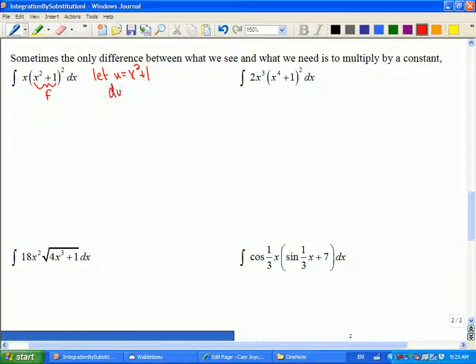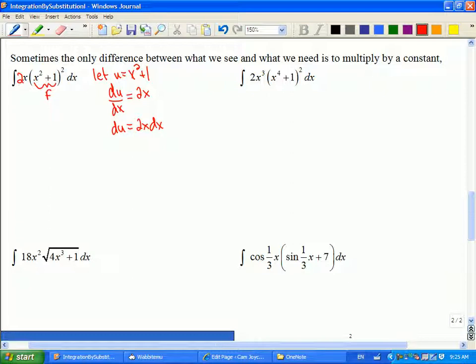What I'd like is du/dx is 2x. I don't have a 2 though. So here's what I could do. du is 2x dx. So I need to get a 2 into my problem. So here we go. Ta-da! That's magic though, right? Can't just do that. Okay, what do I have to do to fix this?